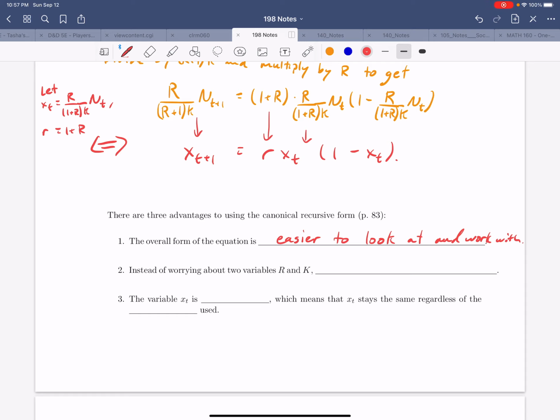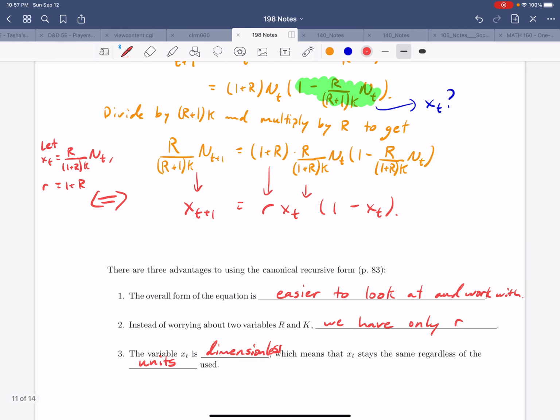Here's another nice thing. Instead of worrying about two variables, r and K, we have only one constant, r. And last but not least, the variable x of t is dimensionless, which means that x of t stays the same regardless of the units used. And remember, for population, that's very important because we might change it to singles or tens or hundreds or thousands or millions of units, especially if we're talking about bacteria or even people these days. Dimensionless doesn't care. The shape of the graph won't change.